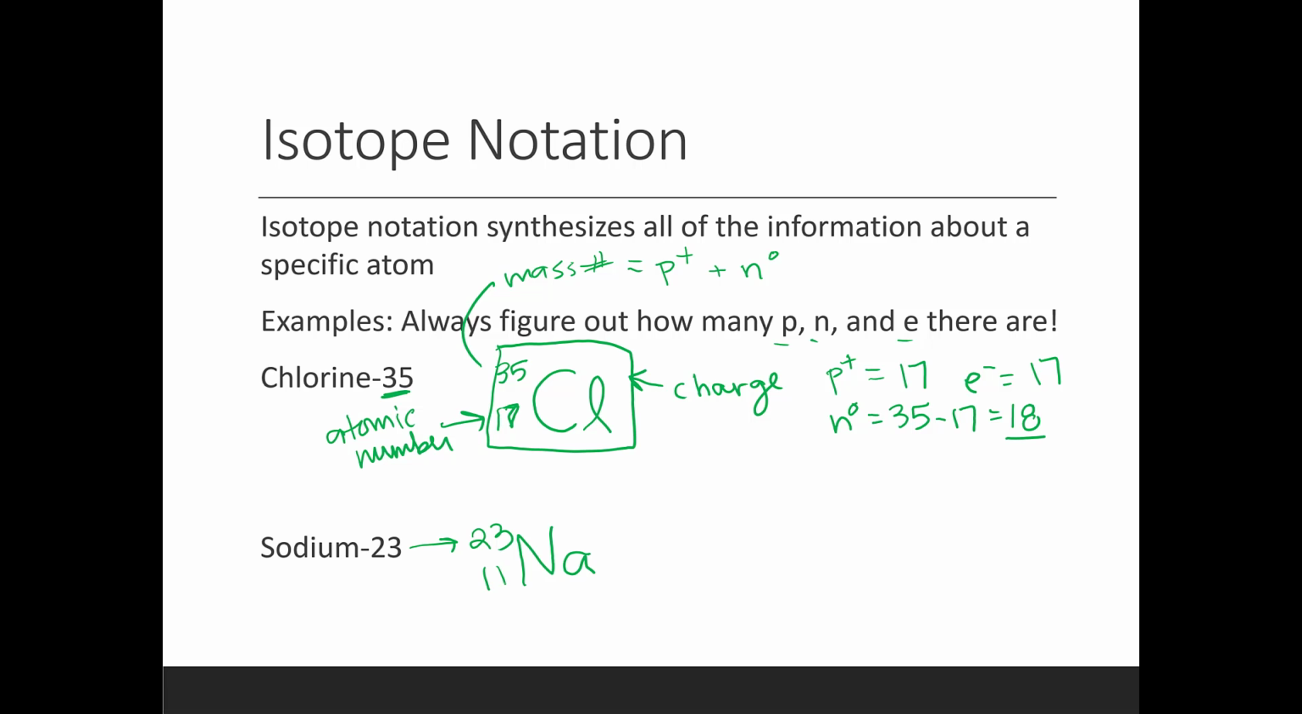It doesn't say anything about the number of electrons, but if I wanted to figure all of that out, we've got 11 protons, so therefore we have 11 electrons. To figure out the number of neutrons, you take the mass number minus the atomic number, and you get, in this case, 12 neutrons.